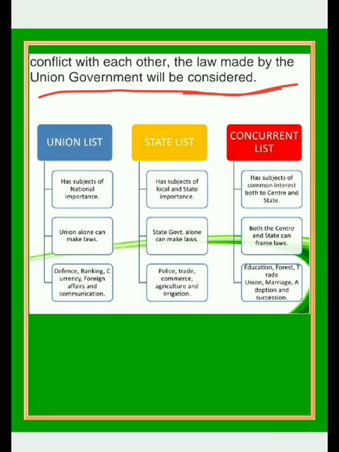This is why we said, when we were studying in the last video, the difference between holding together and coming together. This was also one of the differences, that in holding together the center is more powerful than the state. This is one example. If in the concurrent list there are differences between the center and state, then the decision of the union government will be considered.